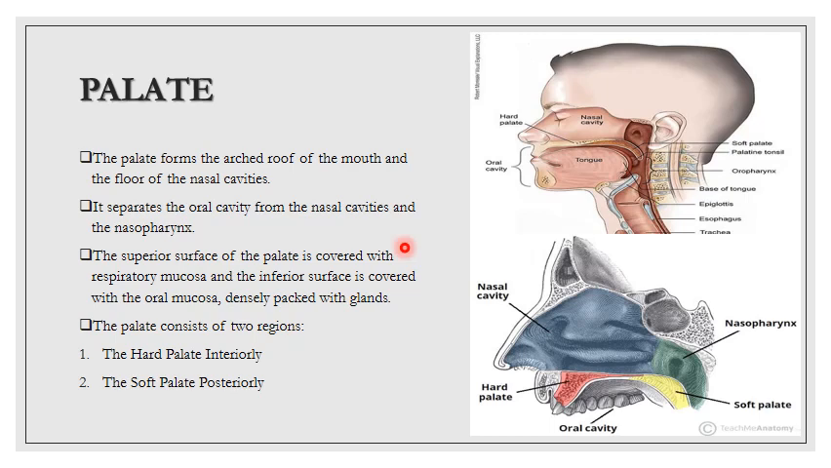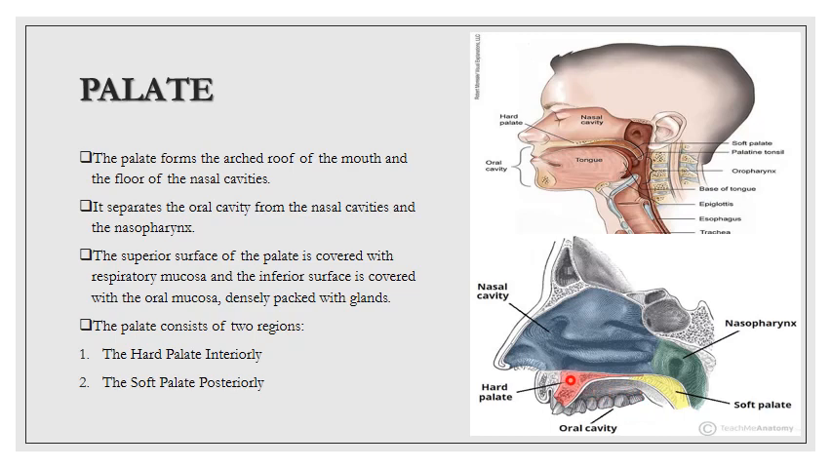Now the palate. The palate forms the arched roof of the mouth and the floor of the nasal cavities. Now in this diagram, you can see the palate, below there is the oral cavity and above there is the nasal cavity. The palate is forming the floor of the nasal cavity and the roof of the oral cavity. Now in this next diagram, you can see that the palate is separating the nasal cavity and nasopharynx from the oral cavity.